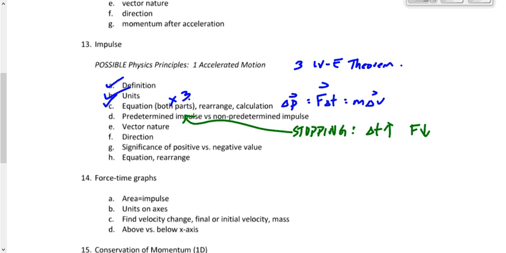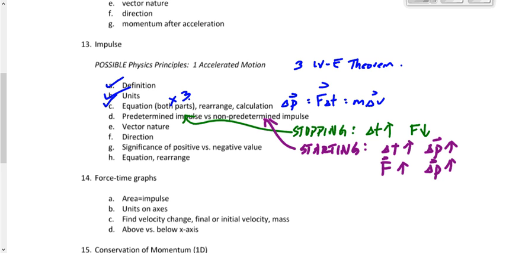Versus when we have a non-predetermined impulse, we're starting an object, not necessarily from rest, right? Baseball's coming towards you, you're going to start it moving in the opposite direction. Here, you want to increase the time, but that doesn't affect the force. That affects the impulse. You also want to usually increase the force, which also affects the impulse. The vector nature of it, there's a direction associated with it, right? And positive, negative. Remember, it's a positive impulse when you're increasing momentum in the positive direction or decreasing momentum in the negative direction. Right? Significance of positive and negative.